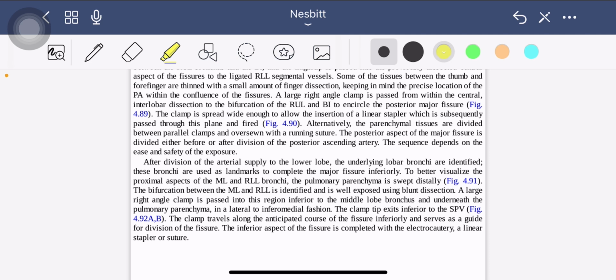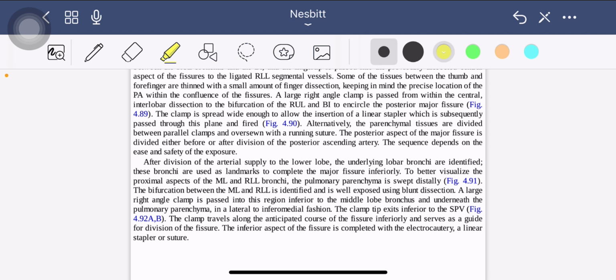To better visualize the posterior aspect of the middle lobe and right lower lobe bronchi, the pulmonary parenchyma is swept distally. The bifurcation between the middle lobe and lower lobe is identified and well exposed using blunt dissection, and a large right angle clamp is passed into this region inferior to the middle lobe bronchus and underneath the pulmonary parenchyma in a lateral to inferomedial fashion.